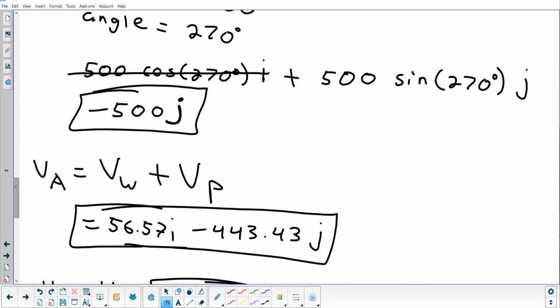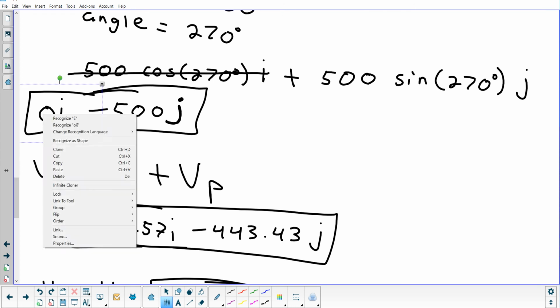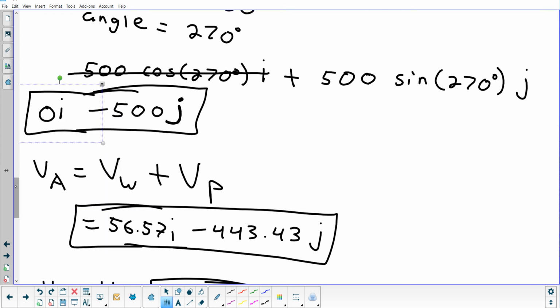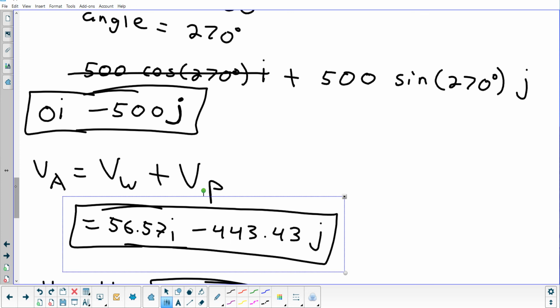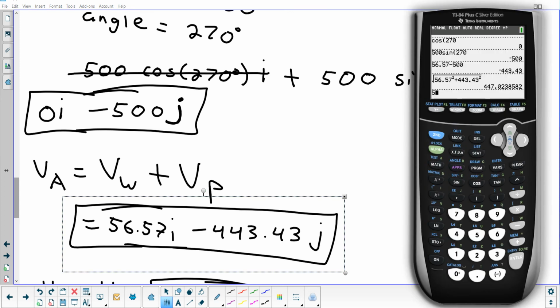So this is VA, this is VP. If it confuses you because you don't see the I, then think of it like this. Multiply the I's together. What's 0 times 56? That's 0. Now the J's, negative times negative is a positive. I need 500 times 443.43. That's a dot product of 221.7. Did I type that right? I'm just surprised it came out without a decimal. Yeah, 221.715.